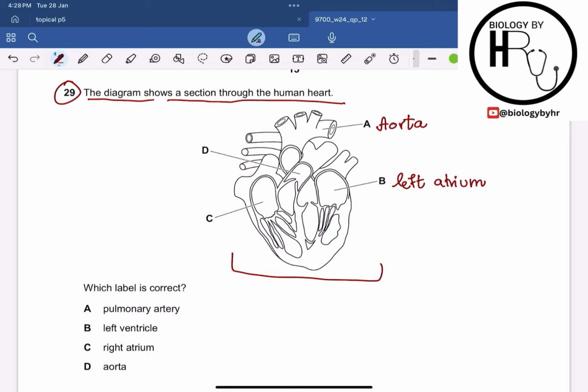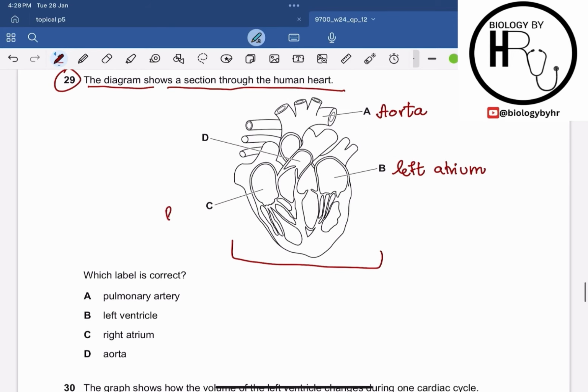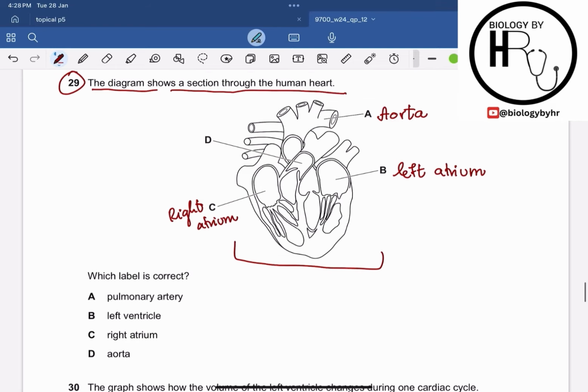B is the left atrium. Alright, this is the left atrium. Then over here, this is the left ventricle. And then C is the right atrium, right? It is the right atrium. And over here D is the pulmonary artery. I think this is the vena cava over here. Yes, these are the vena cava, the superior and the inferior vena cava.